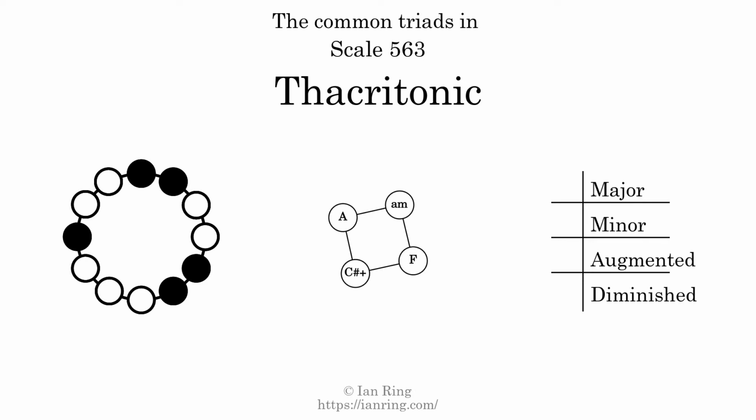The diagram in the center is a graph of parsimonious voice leading between triads. There are 2 major triads. There is one minor triad. There is one augmented triad. There are no diminished triads. Here is a Hamiltonian path of parsimonious voice leading that uses all the triads.